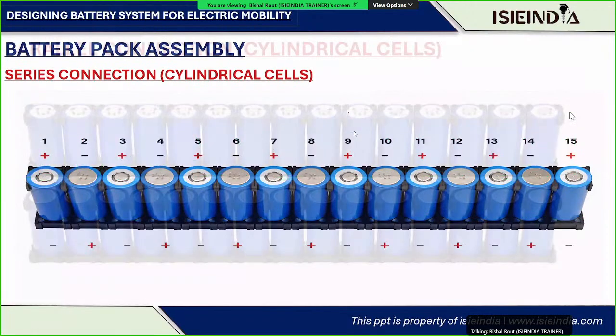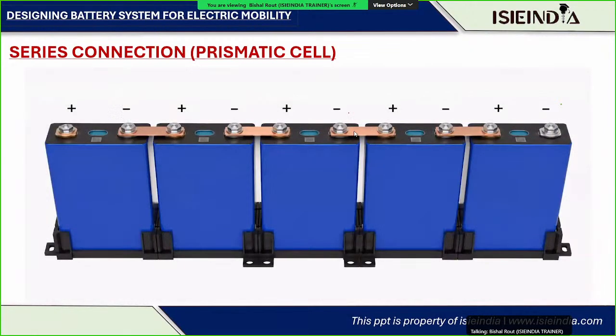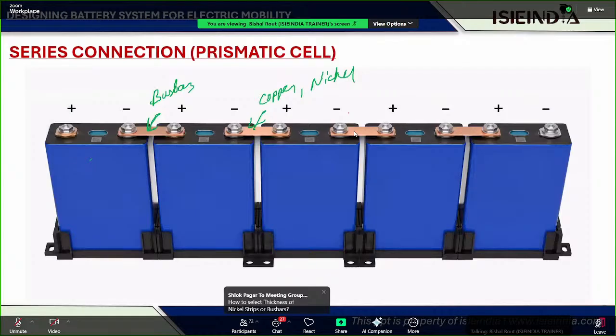But if I'm talking about prismatic cells, this is another kind of form factor in which the cell is present. So prismatic cells are connected using a bus bar. You can see this is the bus bar. This is nothing but what is called the bus bars, right? So prismatic cells need to be connected utilizing the bus bars. These bus bars are made up of copper, or they are made up of nickel as well, right? So you can see they are being bolted, so there is no need of any kind of welding connections.